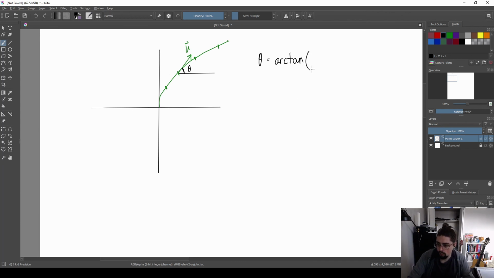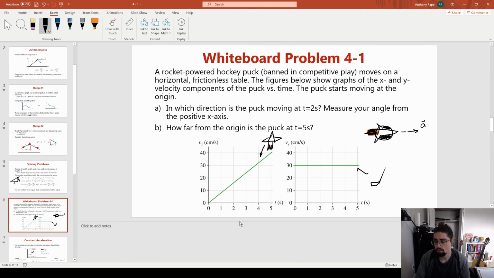But we're not dealing with x and y. We're actually dealing with vy and vx. So just make sure we're clear on that one. Vy and vx. Perfect. Well, I know vy is 30 centimeters per second because it's right there, right? That one's straight across the entire time.